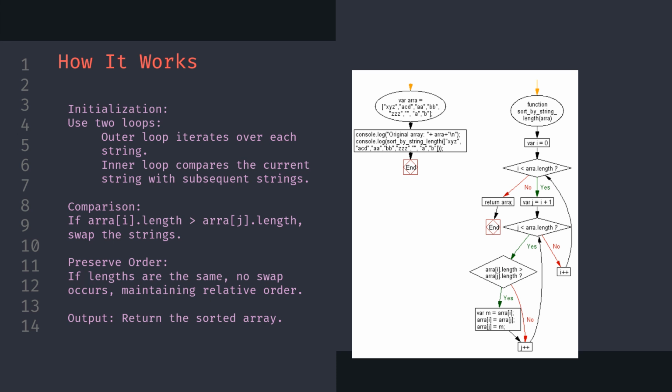The sorting process uses two loops. For each string, we compare its length with the lengths of all subsequent strings. If the current string is longer, we swap them. If the lengths are equal, the orders stay the same. This ensures stability in sorting.